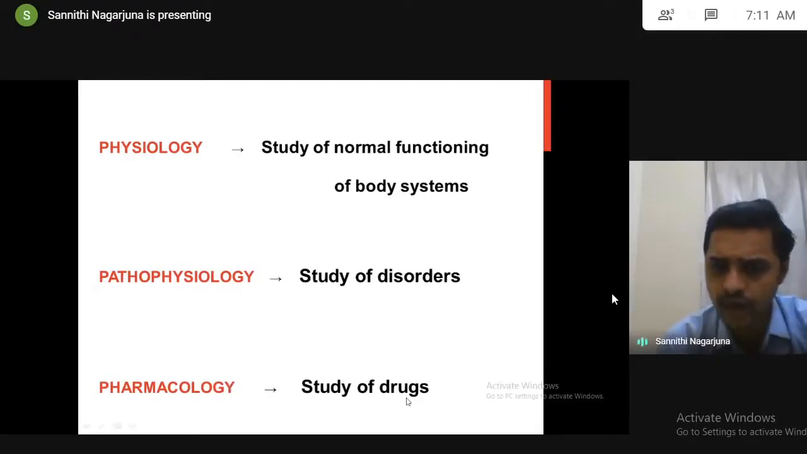Just now I told you all the drugs are used for the treatment of disorders, with drugs acting on different systems. If you want to understand the drugs, you should know the disorders, that is pathophysiology. If you want to understand the disorders, you should know the normal functioning, that is physiology. That's why in your first year you have physiology, in the second year pathophysiology, and in the third year pharmacology. This is the link. If you understand physiology, you can easily understand pathophysiology, and if you understand pathophysiology, you can understand pharmacology.